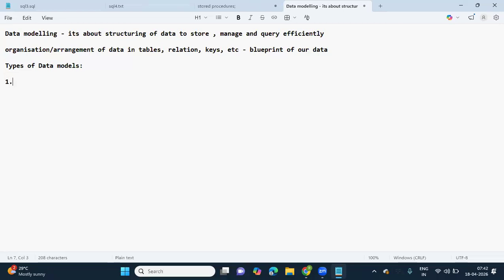The first is the conceptual data model, where we talk conceptually about the business. Let us say we are talking about the Amazon website. What is expected in the Amazon website? What basically happens over there? There will be products, and there will be manufacturers or sellers who will be selling the products. And there will be customers who will be purchasing those products.